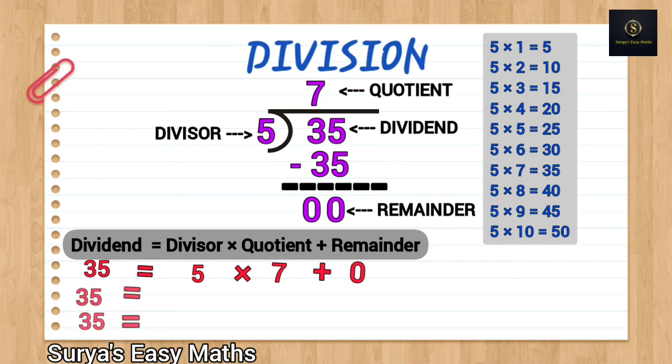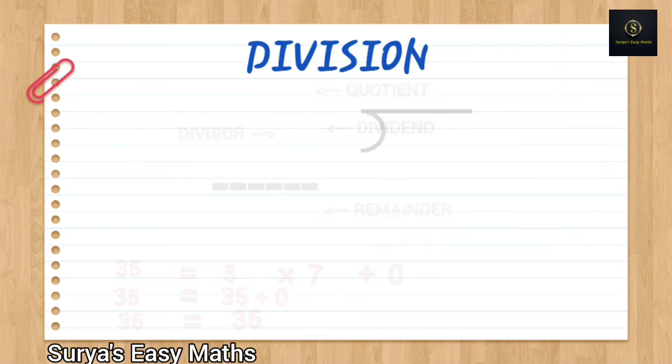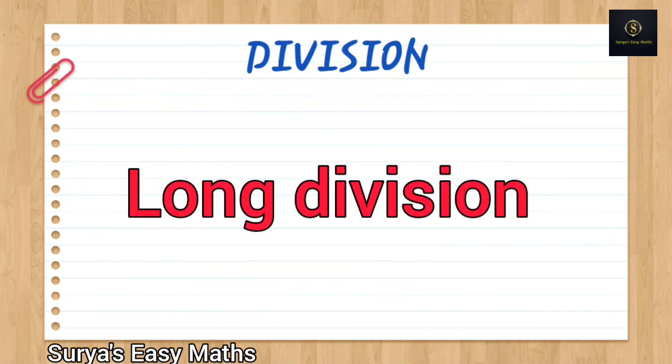Now do the multiplication. 5 multiplied by 7 is equal to 35. 35 plus 0 is 35. So here our dividend is 35 and our calculated answer also came 35. So the solution which we have solved is correct. So now children, I hope that you all have understood how to do long division sums. But always remember the key points which I have told you. Then you can solve it easily.